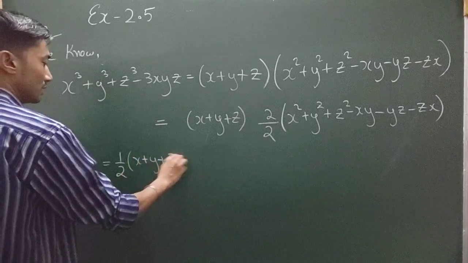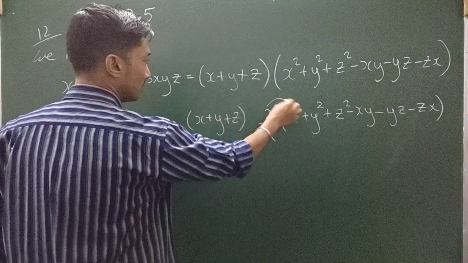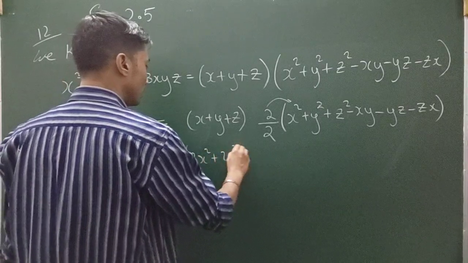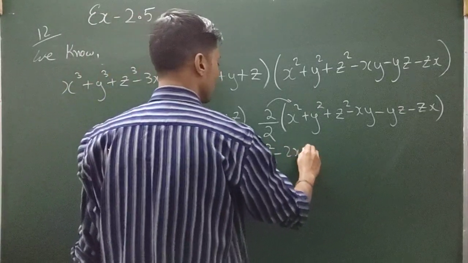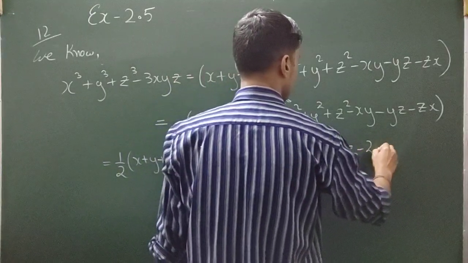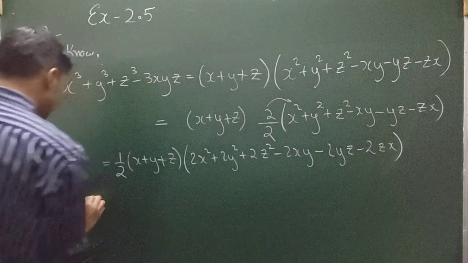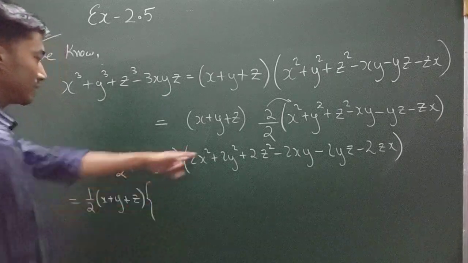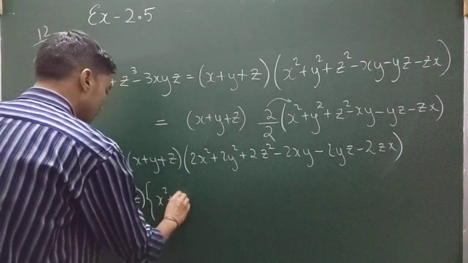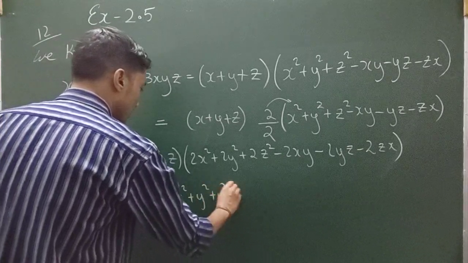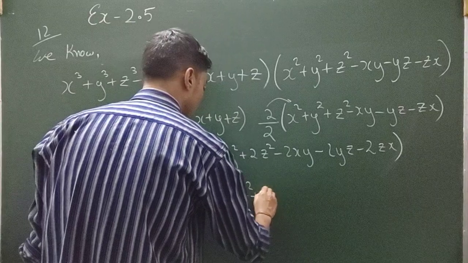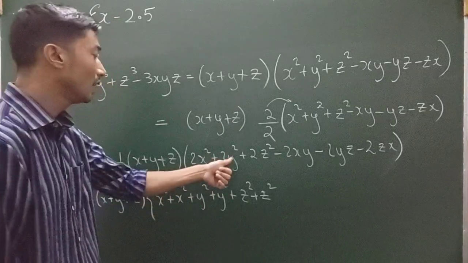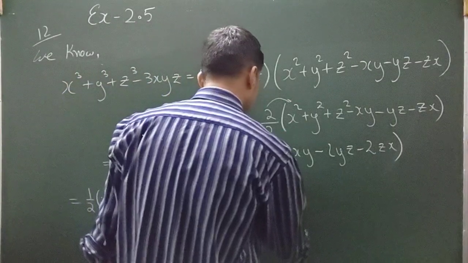x plus y plus z. Now I'll multiply this by the 2 that I brought in: 2x squared, 2y squared, 2z squared, 2xy, 2yz, 2zx, then xyz. 2x square can be written as x square plus x square, y square also as y square plus y square, and 2z square as z square plus z square. This one will remain as it is.